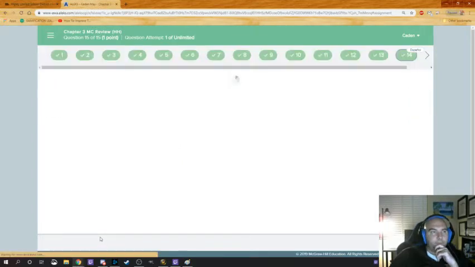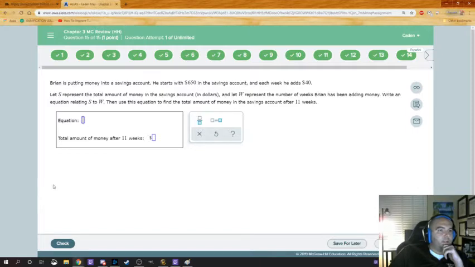Last one. Brian's putting money in his savings account. He starts with $6.50, and each week he adds $40. Okay. Write an equation about S, the money in the savings account, and let W represent the weeks he's been saving. So S equals, what does his savings equal? Now you can start by writing $6.50, but I'm going to start by writing that he adds $40 per week, 40W. But in addition to that $40 he adds per week.